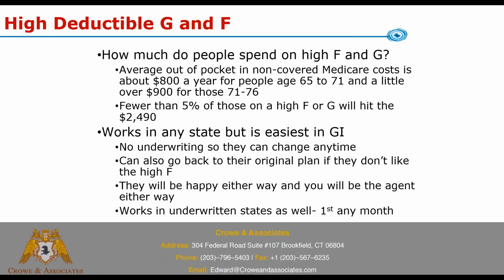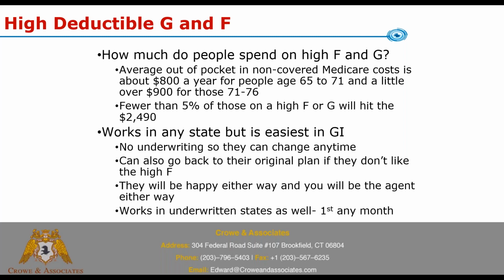What's nice about high deductible F and G is it's an easy sale. It's easy in any state. It's certainly easiest in a GI state. In a guaranteed issue state, there's no underwriting anytime. Connecticut's a prime example of this. So you could go to somebody in Connecticut with a plan F or G, well, let's say they have a G, because let's say they were Medicare eligible on 1/1/2020 or later.